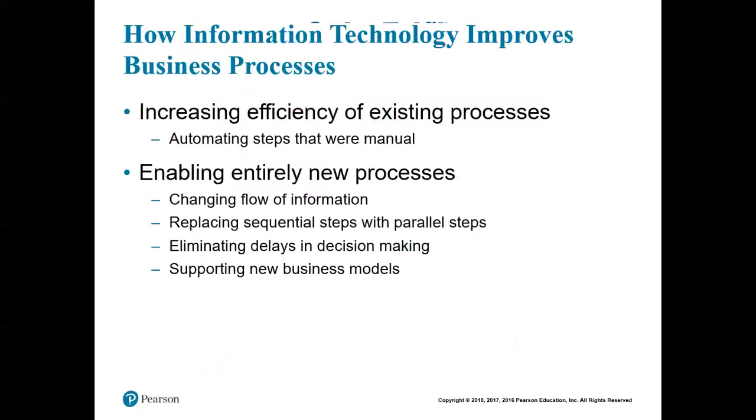How can IT improve business processes? We already talked about automation. We can enable new processes. We can change the flow of information. We can replace steps with parallel steps. We can eliminate delays. We can shrink a flow by eliminating duplicated steps. We can even support new business models.